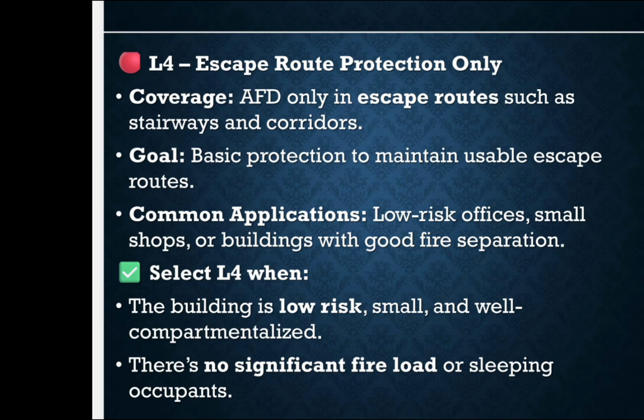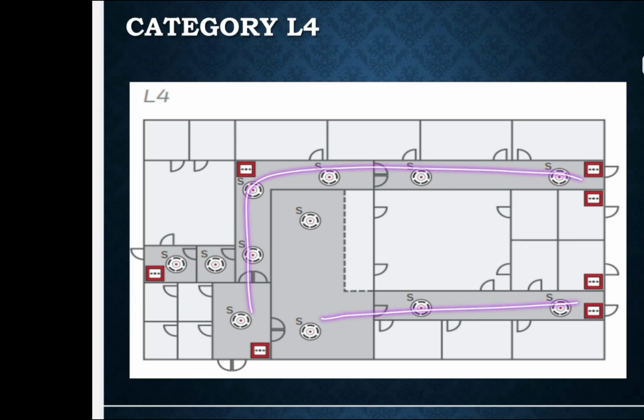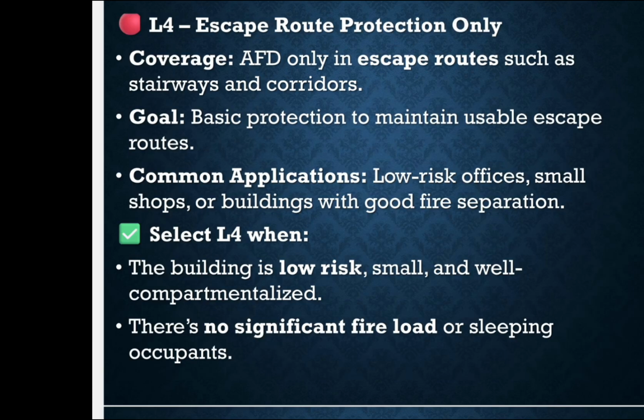As I discussed in the last class, in the L4 category, the detection points are only required in the escape route. The rooms connecting to the escape route don't require a fire alarm detection point. So this is one of the basic fire alarm detection systems. Okay, so where to use this system? We have to use it where there are low risk offices, small shops, and buildings with good fire separation.